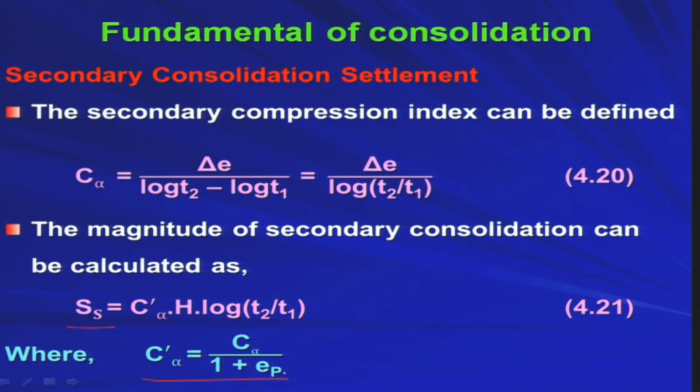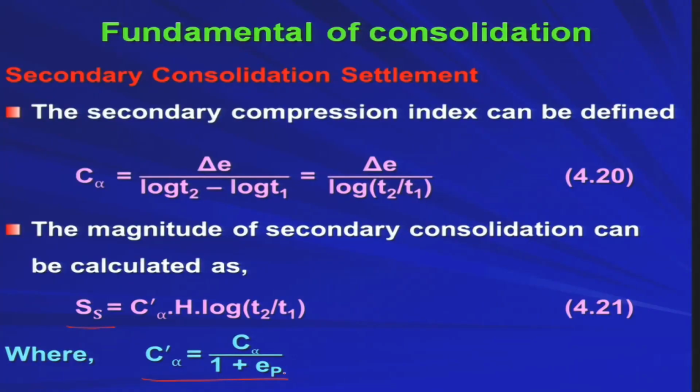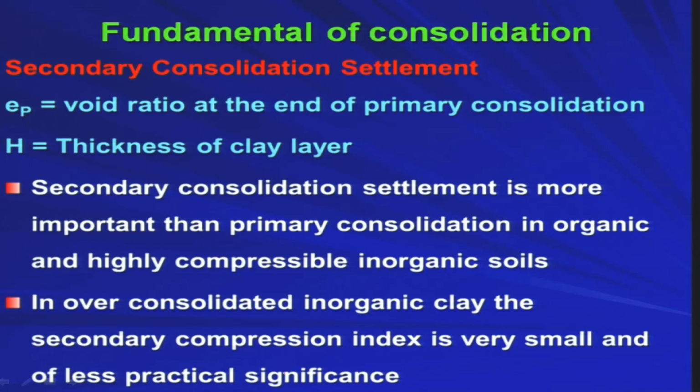Okay. So, the expression for the settlement will remain the same, whatever we have discussed, H into delta E by 1 plus E naught. E naught is the initial void ratio. In case of secondary consolidation, what is the initial void ratio? That is the final void ratio of the primary consolidation, because once you cross the primary consolidation, only then will you enter the secondary consolidation part. The final void ratio of the primary consolidation will be the initial void ratio of the secondary consolidation. So, in this expression EP is the void ratio at the end of primary consolidation and capital H is the thickness of the clay layer.